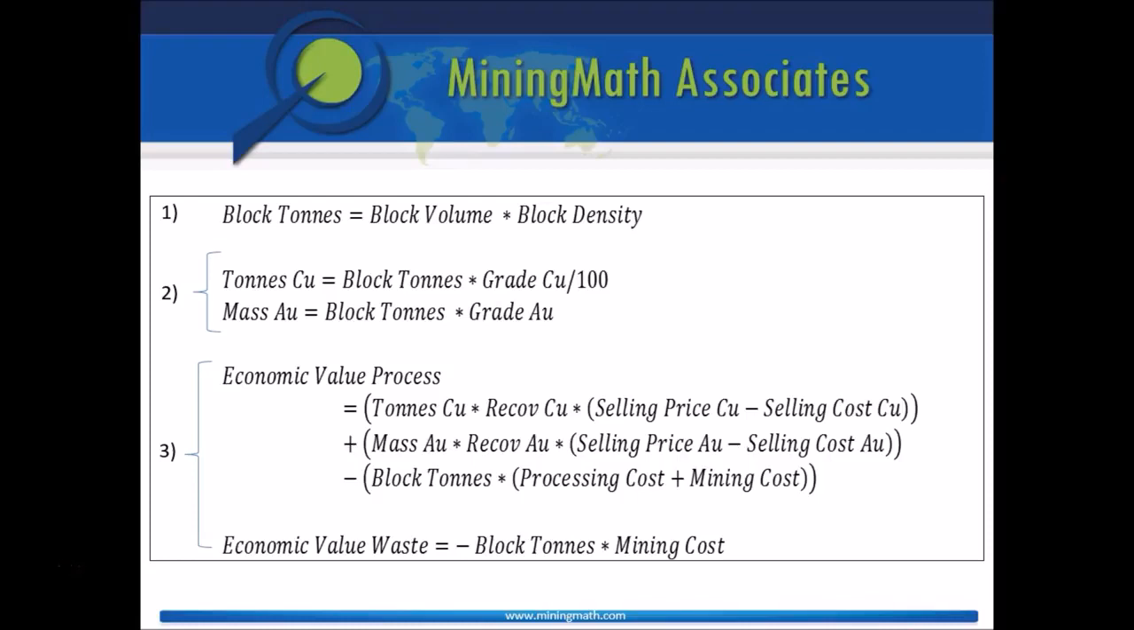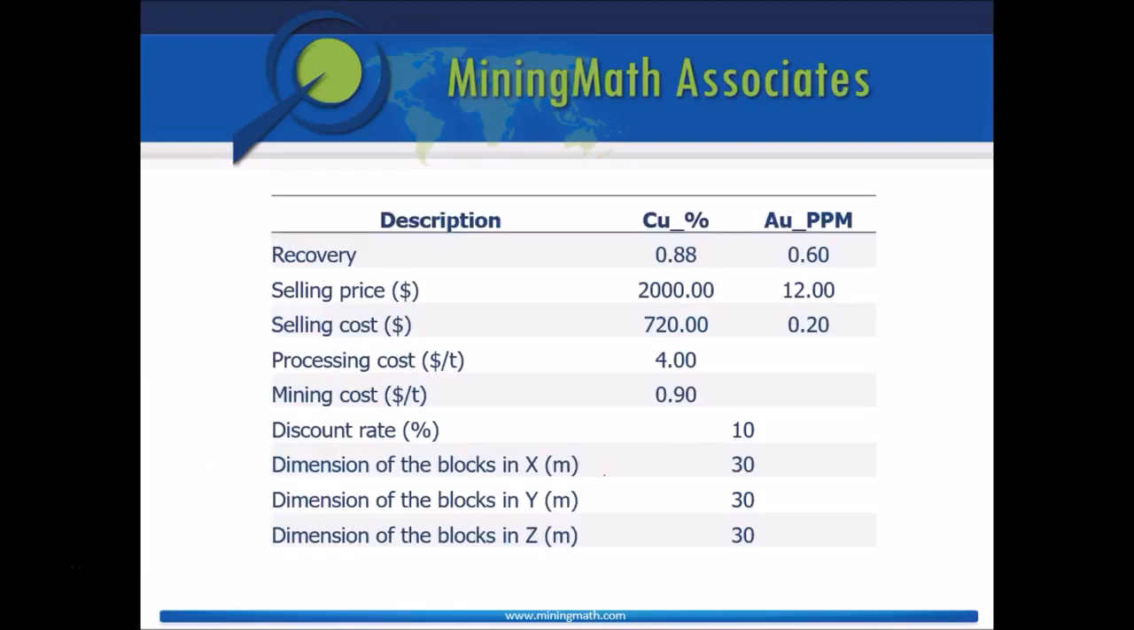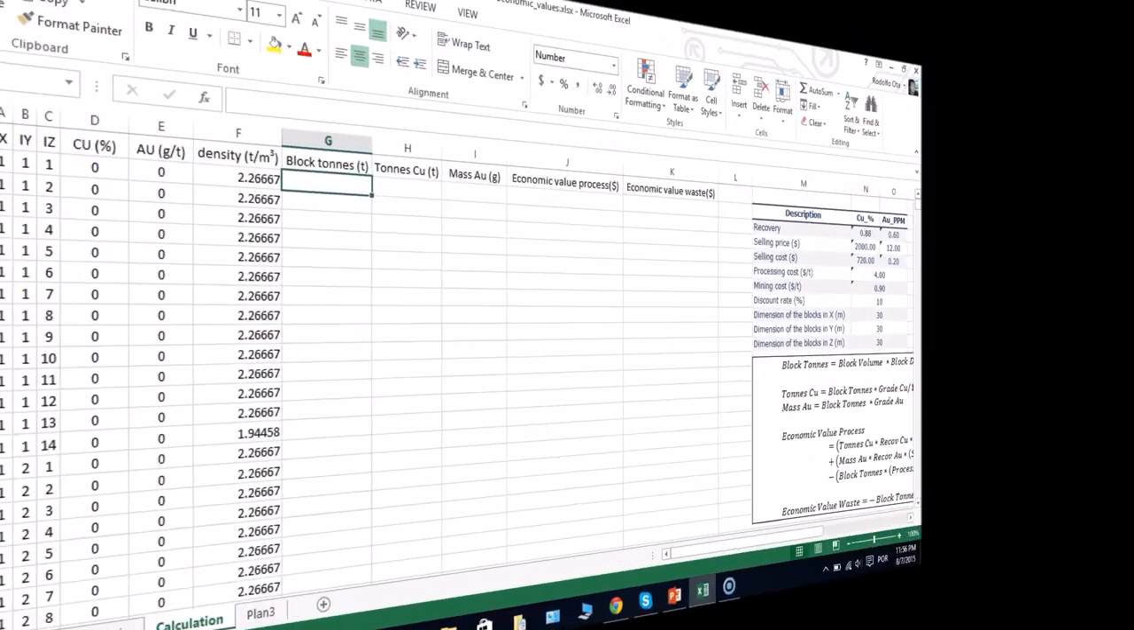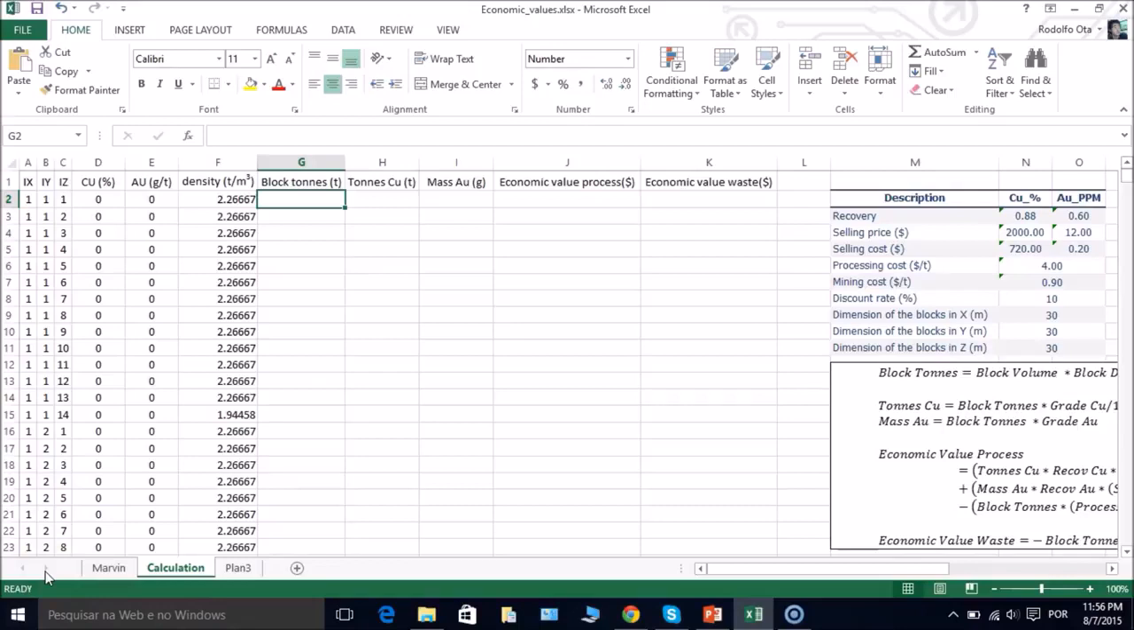This is a simple calculation for the gold-copper margin deposit, but the block values could be calculated with any complexity that the user might want to consider, like considering recovery curves, variable costs, and etc. This table presents the required parameters that we're going to use to perform the calculation in this example. So let's move on to the spreadsheet.